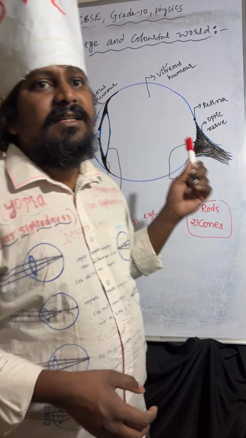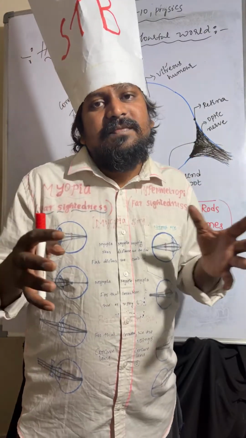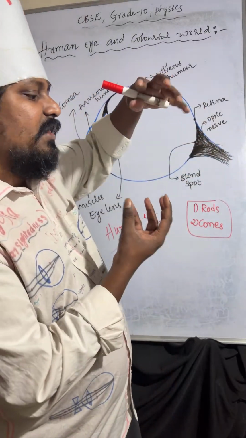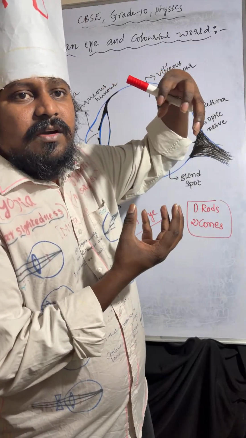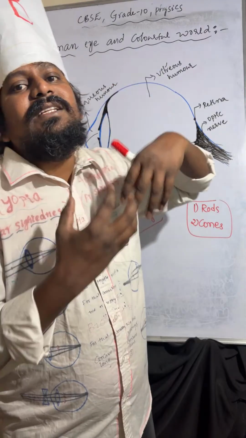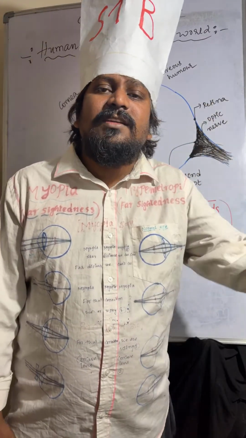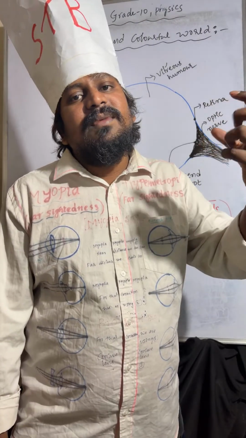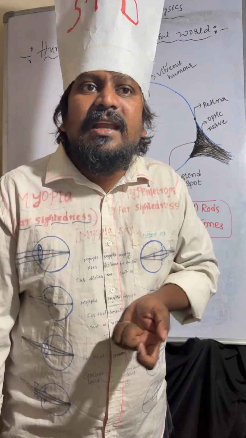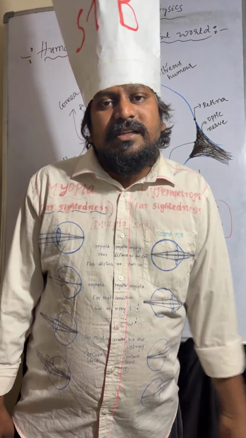Coming to the ciliary muscles, they adjust the curvature of the eye lens. The ciliary muscles are the ones holding the lens. When we want to see a nearby object as well as a far distance object, the ciliary muscles will adjust the curvature of the eye lens so that we are able to see near distance objects as well as far distance objects.